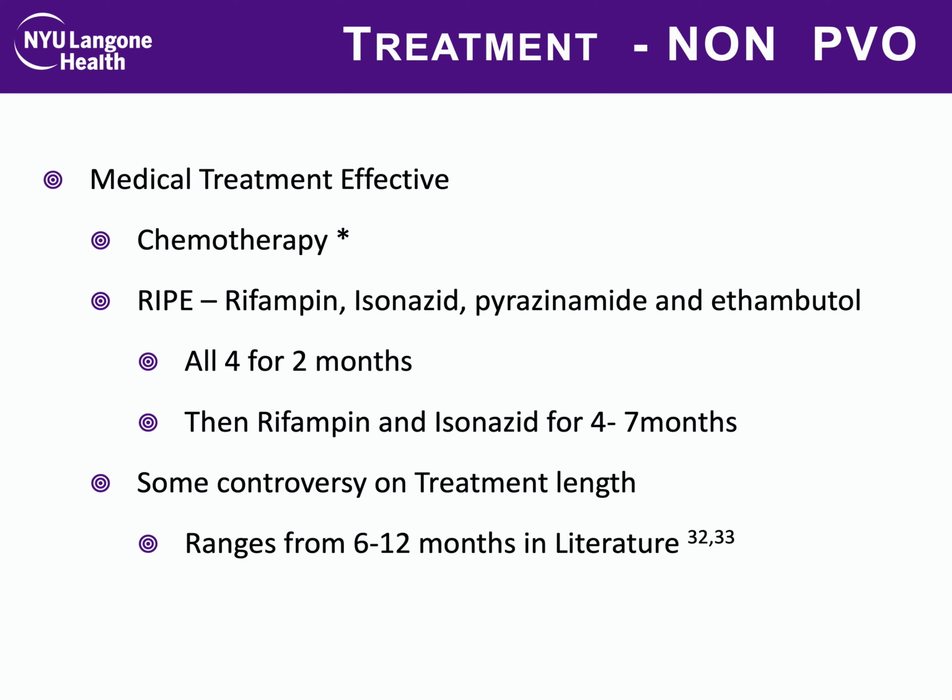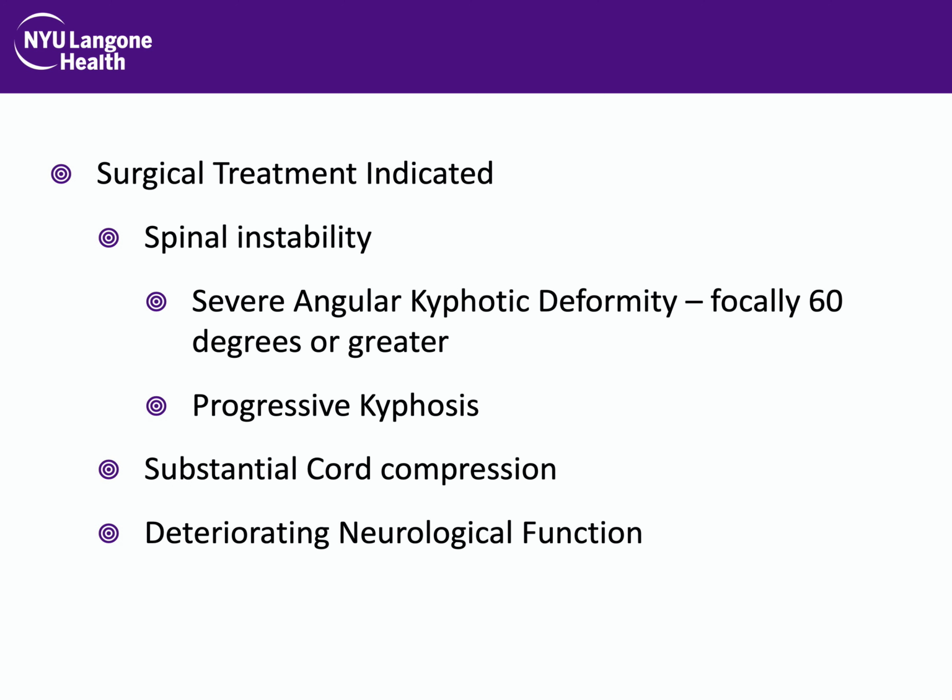Treating non-PVO due to TB was largely a failure until the approval of chemotherapy drugs in the late 1940s into the 50s. Medical treatment is the most important part of treatment. Treatment includes all 4 agents for 2 months and then 4 to 7 months of rifampin and isoniazid. Surgical treatment should be thought of as an adjunct to chemotherapy.